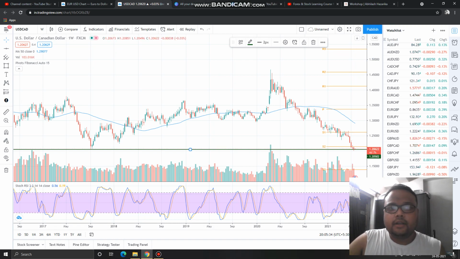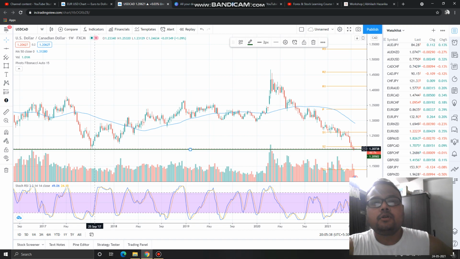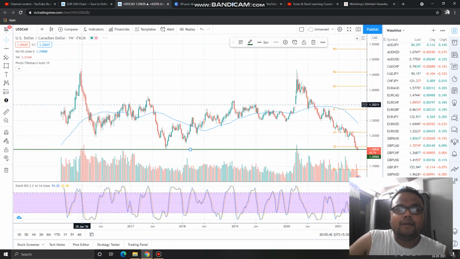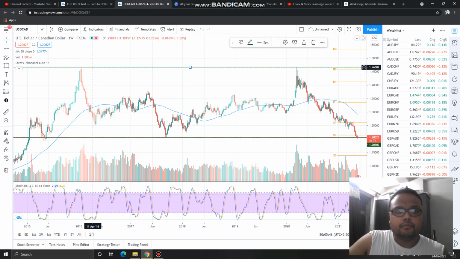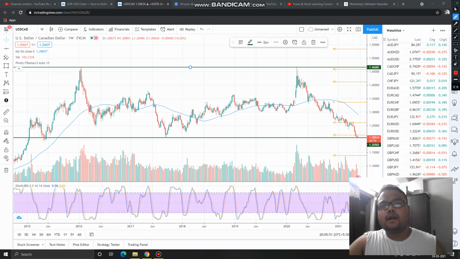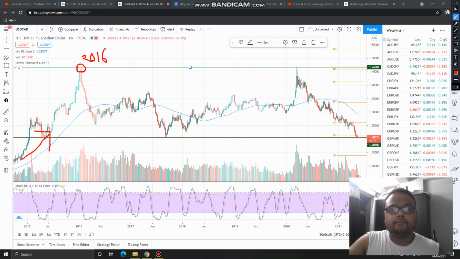And if you're thinking this support belongs to 2017, it is far away, it was a long time back, then I would like to show you this level. In the year 2015-2016, the market was in a heavy uptrend. Just look at this bullish pressure. After reaching this particular price zone, the market started going down, and this resistance belonged to the year 2016.